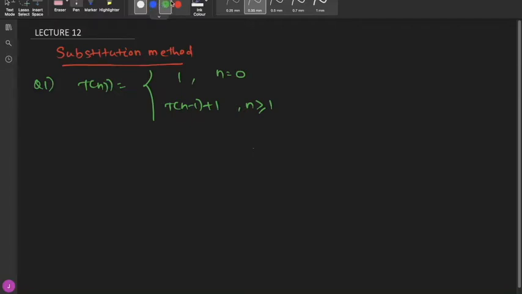Hello everyone. In the previous classes we have read about recursive functions. In that class I have told you there are different methods to solve the recurrence relations. One is substitution method, second one is tree method, third one is master theorem. Today we are going to learn about substitution method.